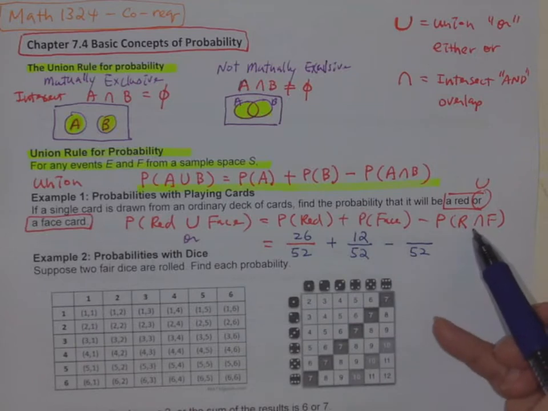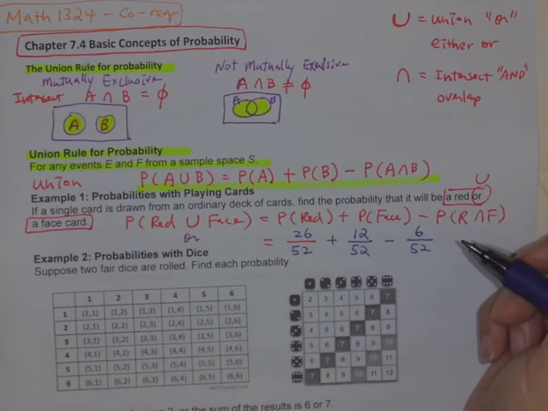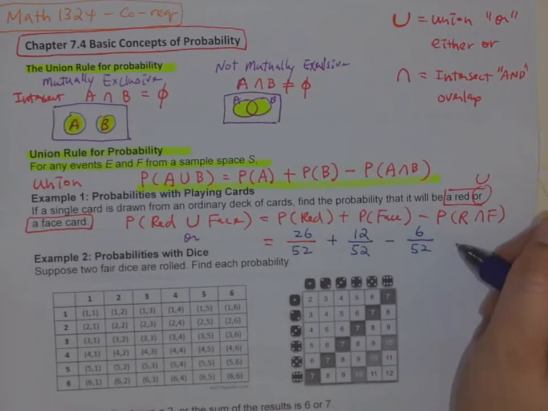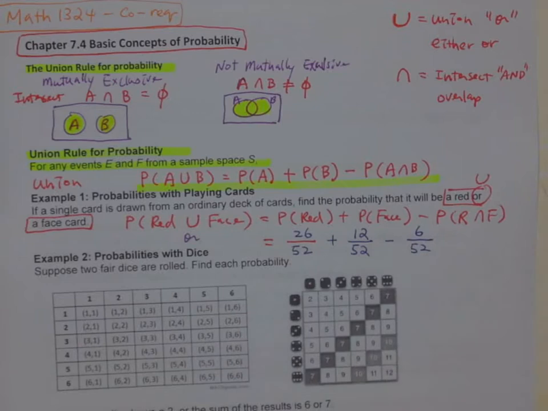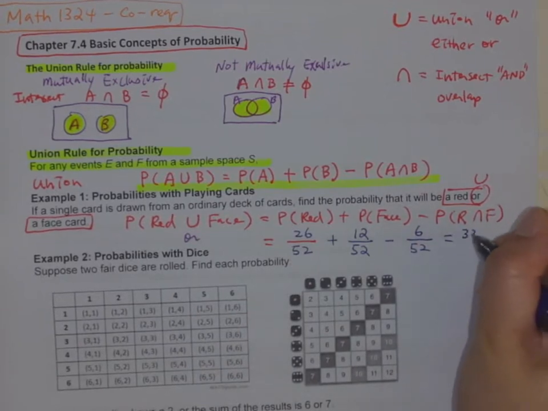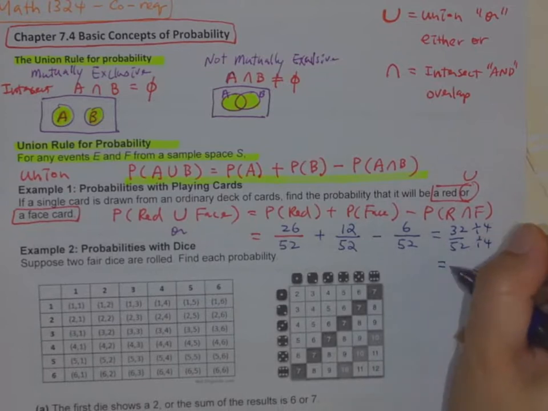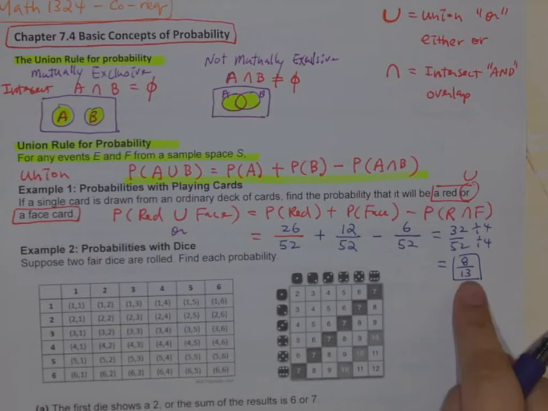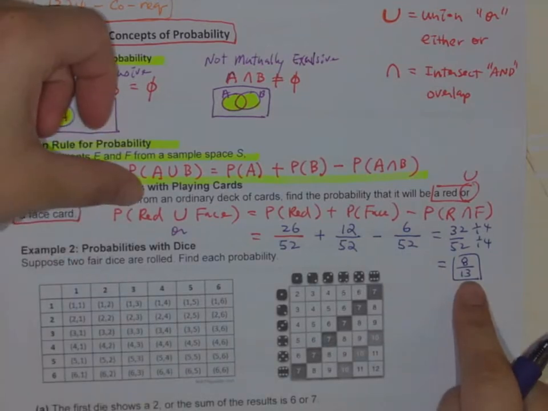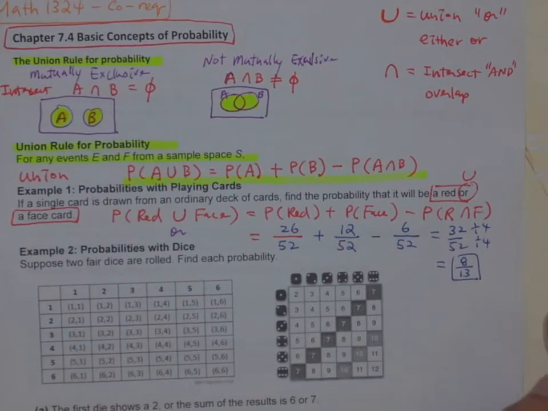Half of them would be red, right? So if it's red and also a face card, it would be half of the 12, so it's going to be 6. So if I add 26 plus 12 minus 6, it's going to be 32 out of 52, and then we can reduce it by 4. So your final answer is 8 out of 13. That's the chance you draw a card that is either red or a face card. Alright, so that's number 1.